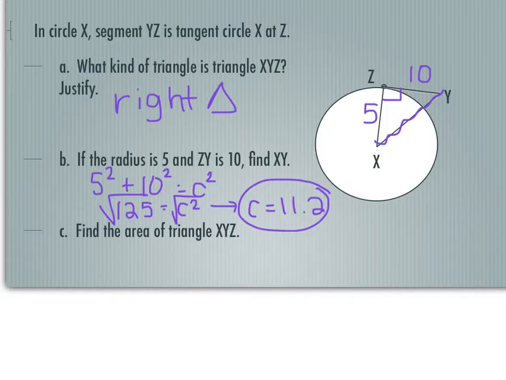Isn't 10 your base? No. Yeah, and 5's your height. Yeah. 5 and 10 are your base and height. Doesn't matter which is which. Okay? But how do I know that those are the two I want to be using? Oh, because they make the right angle.